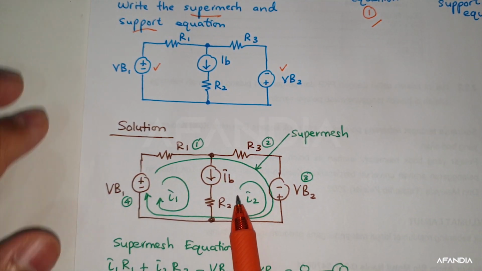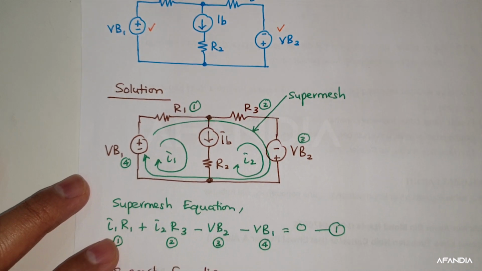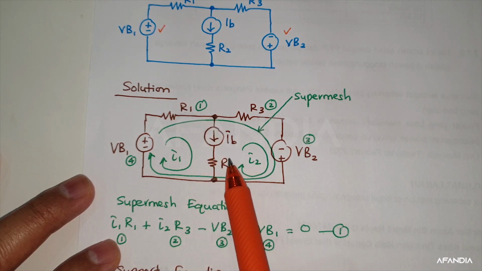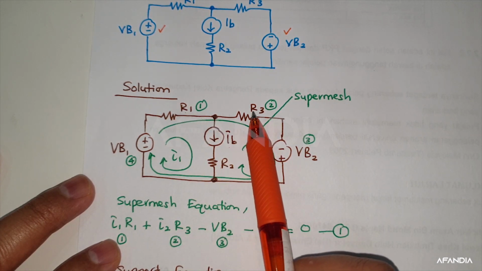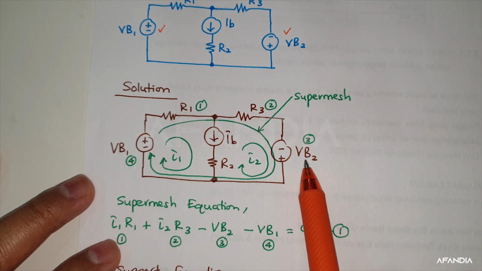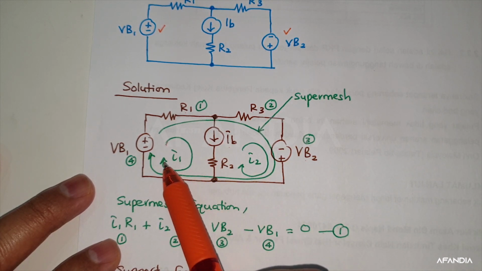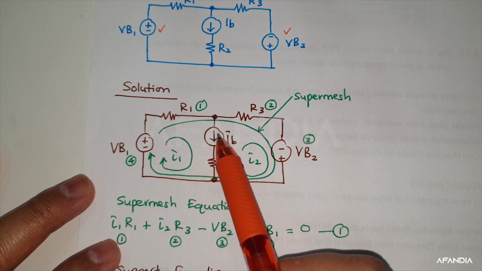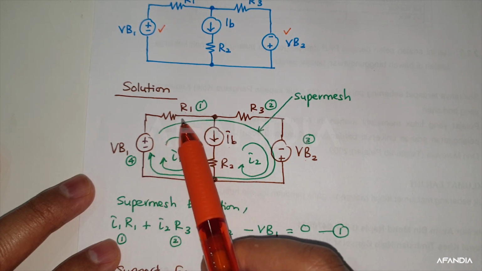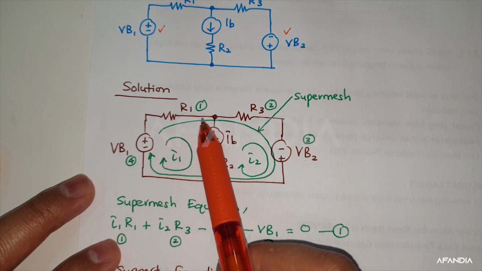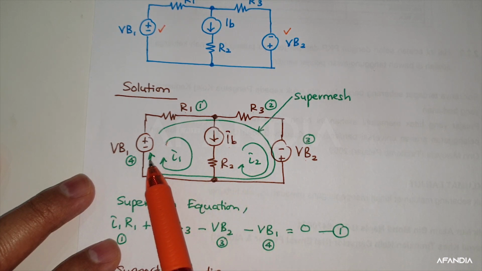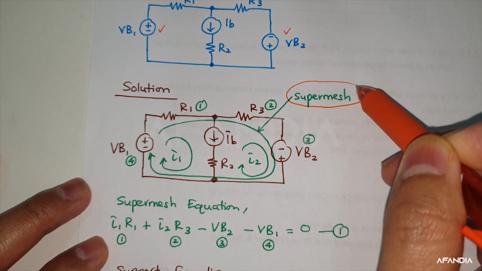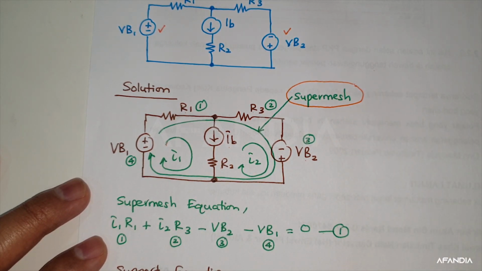Okay, let's say we redraw this circuit. As you can see here, we have VB1, R1, R2, IB, R3 as well as VB2. This is my first mesh, I1. This is my second mesh, which is I2. But you must remember, since IB is being shared in between mesh number 1 and mesh number 2, we need another supermesh that will cover the whole current flowing throughout this circuit. That's why this is the situation. We are creating now the supermesh condition over here.